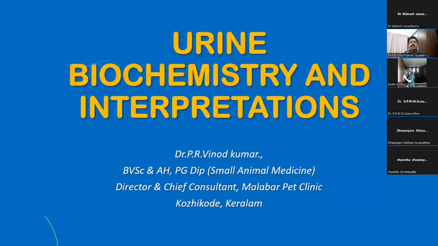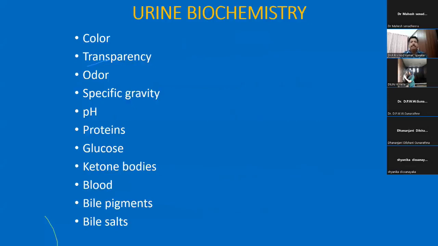When the urine is collected, it has to be examined within 1 hour. That is the main problem. If you keep the urine for a long time, many biochemical changes occur and everything will go erroneous. Let me start: color, transparency, odor, specific gravity, pH, proteins, glucose, ketone bodies, blood, bile pigments, and bile salts. These are the priorities of our urine examination. Let's take them one by one.